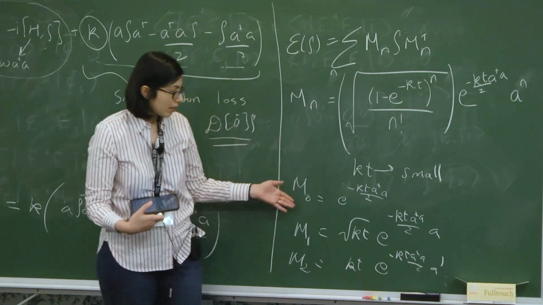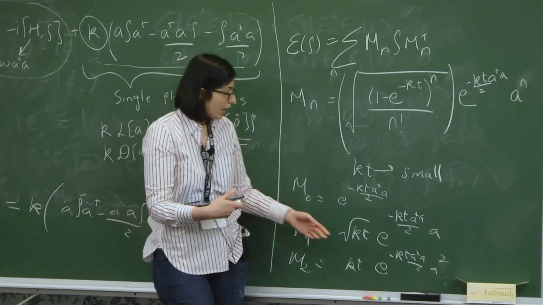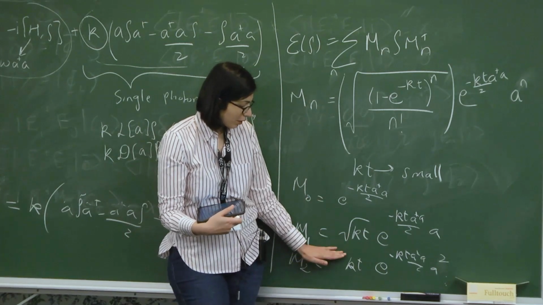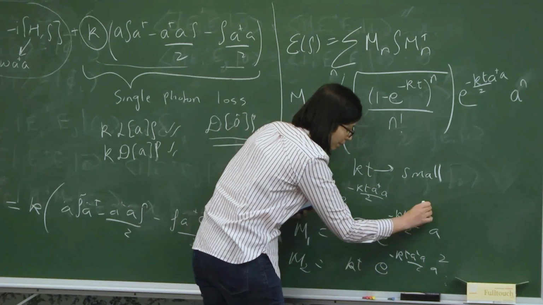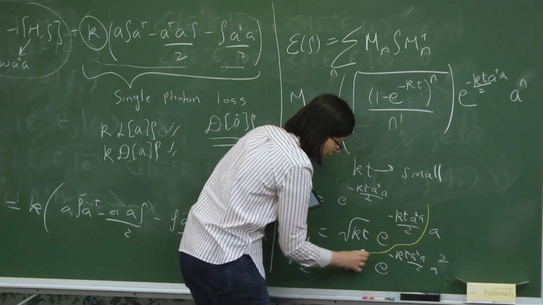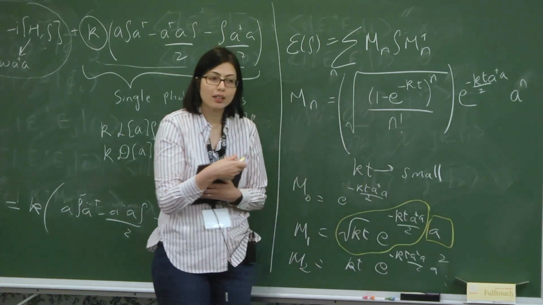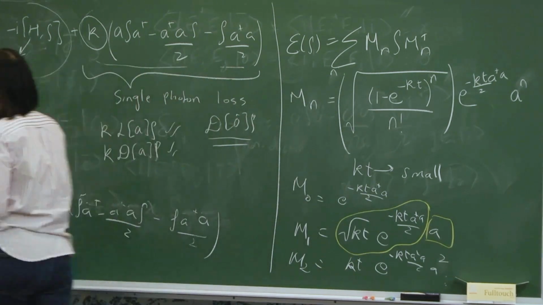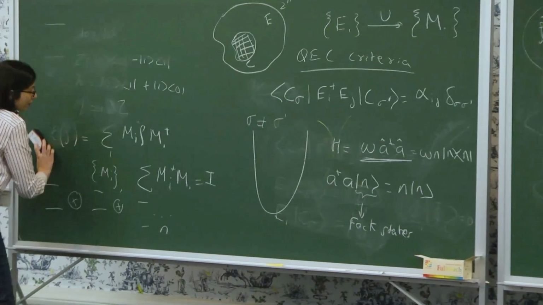Now, what do these higher order terms actually mean? Just for a second, let's start with m1. m1 has this part over here, and then there's this term, which is a. If you remember from the notes, a acting on a Fock state n takes you to the Fock state n minus 1.